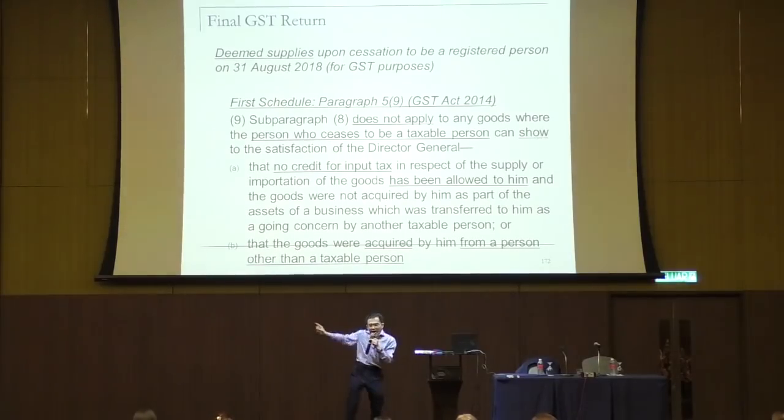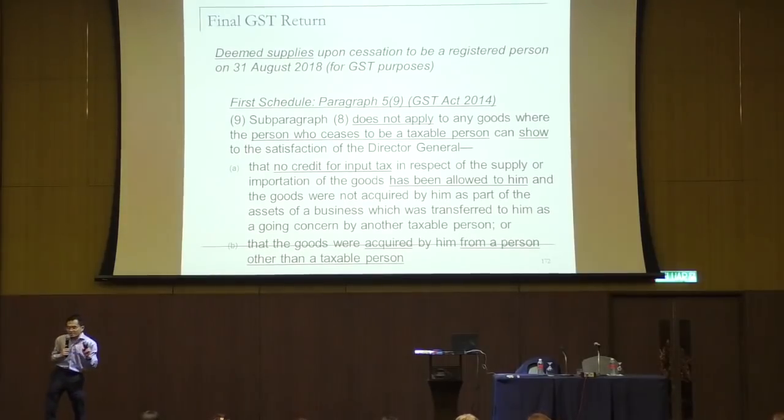And why? What is it? If you bought this item from a non-registered person, have you claimed input tax? No as well, right? Then no need to deem supply. So only those asset goods that you still have in the company on 31st August, and you have claimed input tax when you bought them, then only you need to deem supply. And take note, what value?